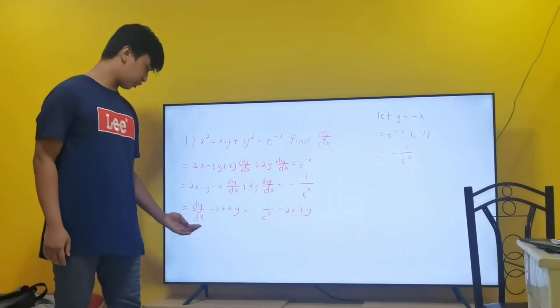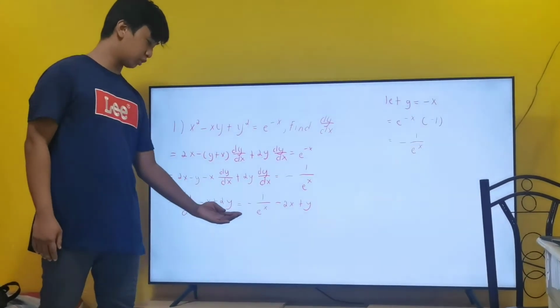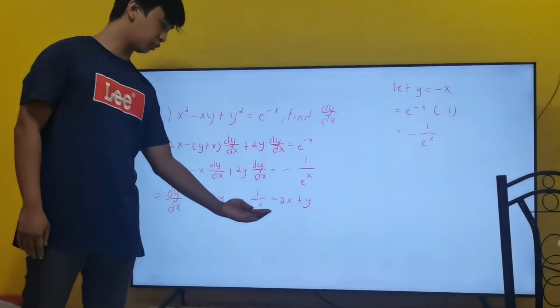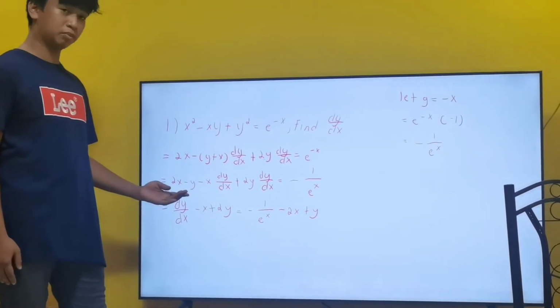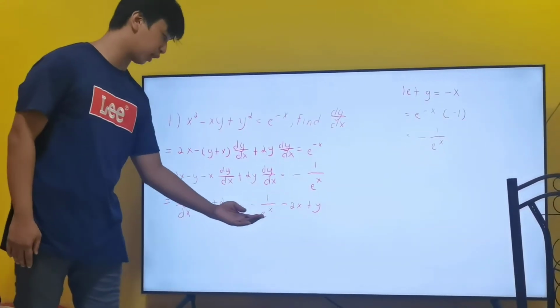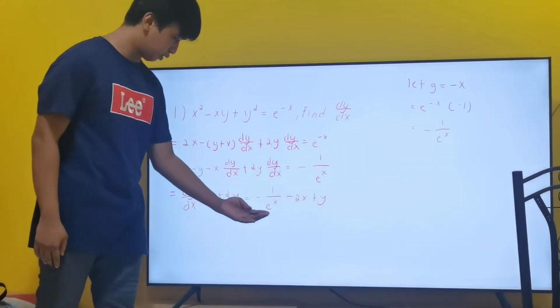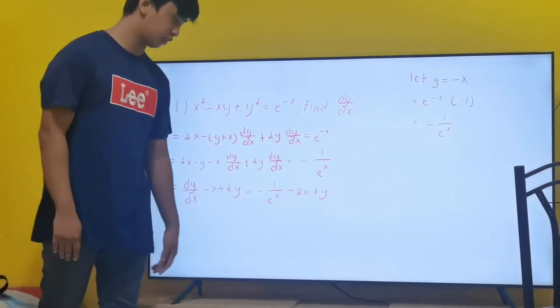In our third step, dy over dx times negative x plus 2y is equal to negative 1 over e raised to the power of x minus 2x plus y. What we did here is we just transposed 2x minus y to this side, so it will become negative 1 over e raised to the power of x minus 2x plus y.